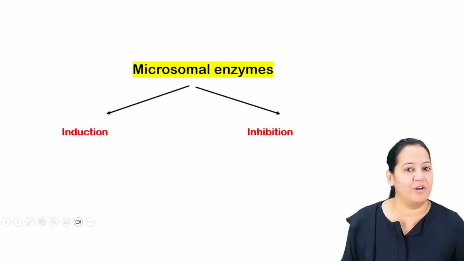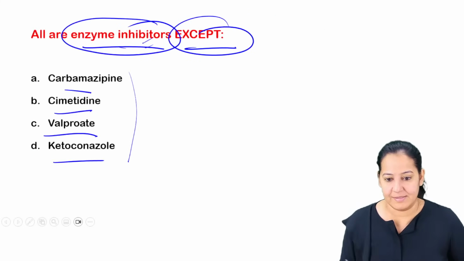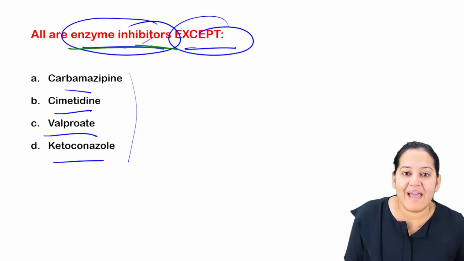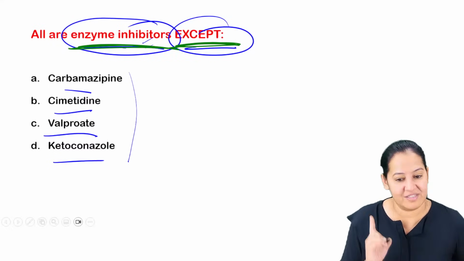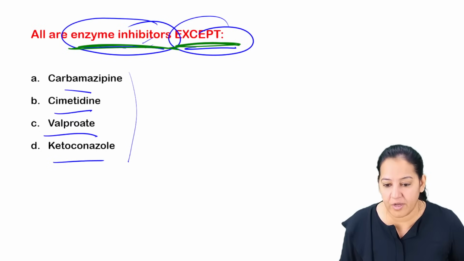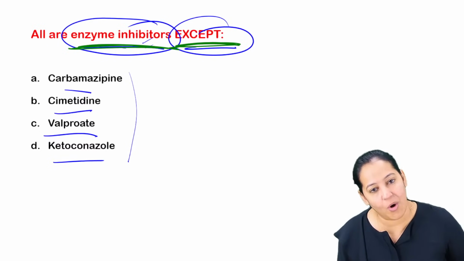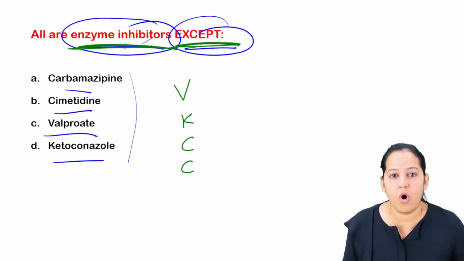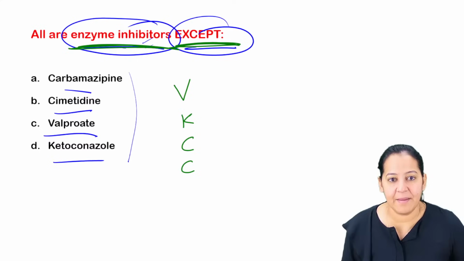What was our question? You tell me the answer. Who will tell me the answer? All of the following are enzyme inhibitors except. First tell me the mnemonic of enzyme inhibitors. What is the mnemonic? Vitamin K cannot cause enzyme inhibition. This is the mnemonic. Apply the mnemonic. Vitamin K cannot cause enzyme inhibition.